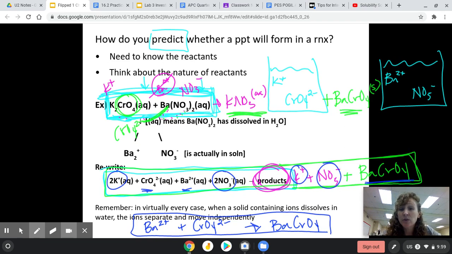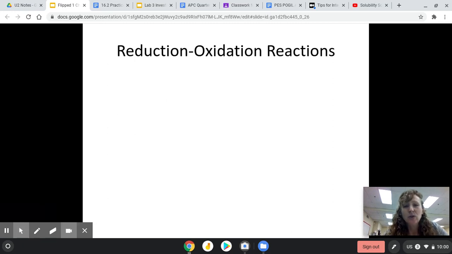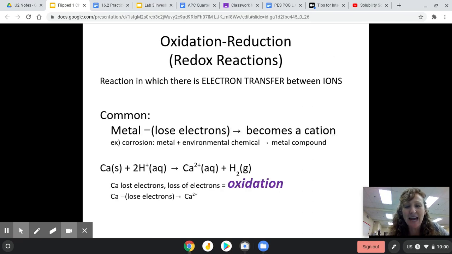Now, we will do a precipitation lab. It's another type of solution analysis called gravimetric analysis, and we will talk about that once our titration lab is done. So at this point in time, all we have left to talk about are oxidation reduction reactions, also known as redox reactions. So welcome to redox reactions.